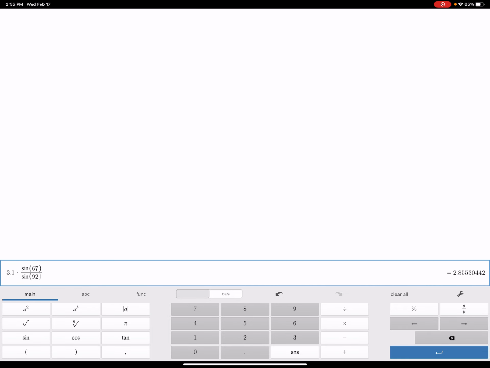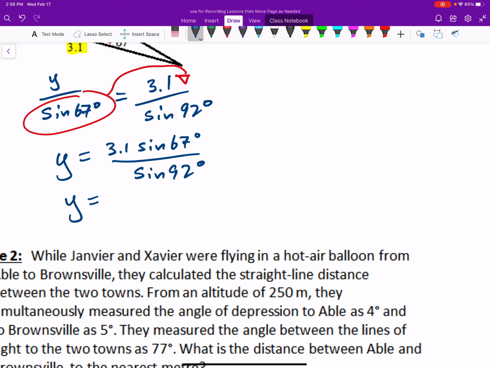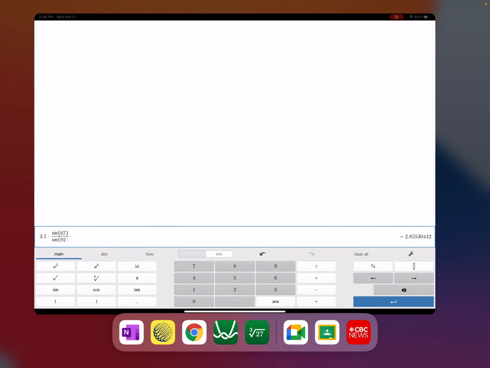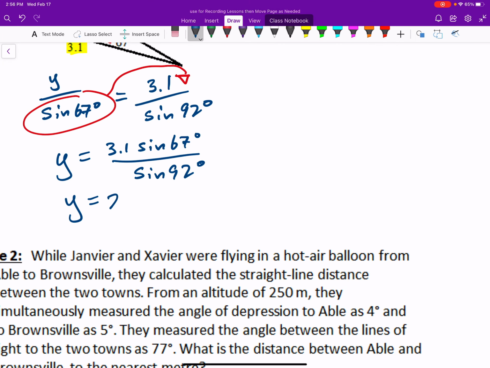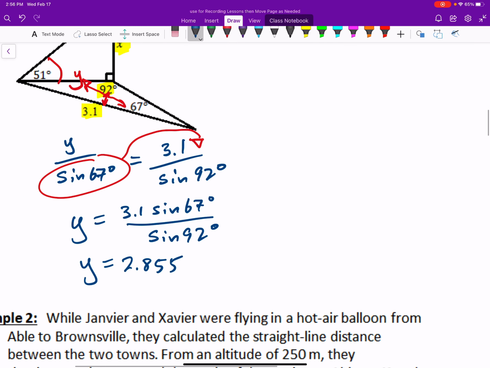And I got 2.855. Again, I'll round it to 3 decimal places for now because I don't want to round too early. 2.855. And the units are going to be nothing. There's no units given, so I won't do units for this one. So that's what y is.